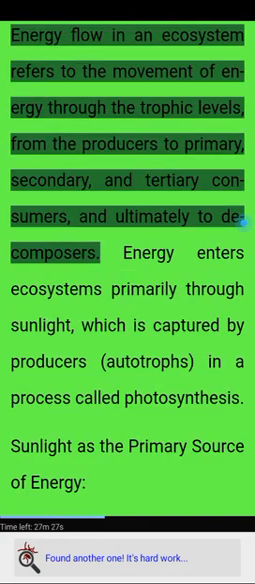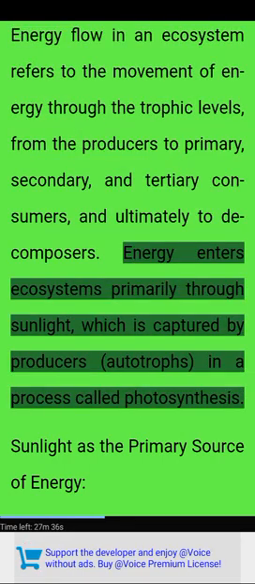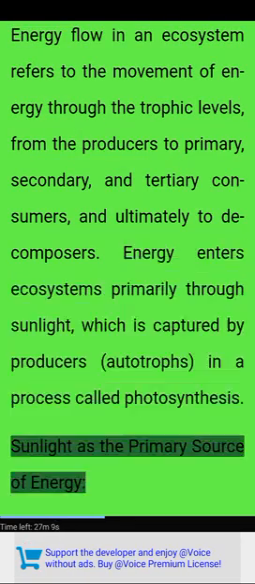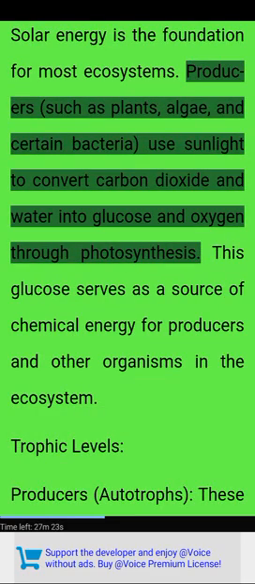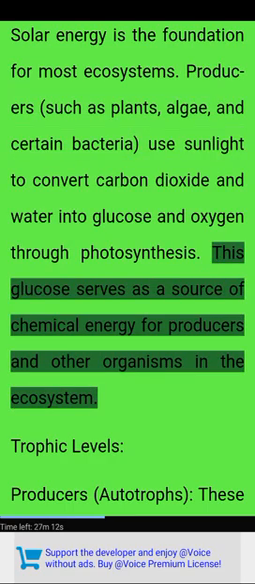Energy flow in ecosystems. Energy flow in an ecosystem refers to the movement of energy through the trophic levels, from the producers to primary, secondary, and tertiary consumers, and ultimately to decomposers. Energy enters ecosystems primarily through sunlight, which is captured by producers (autotrophs) in a process called photosynthesis. Sunlight is the primary source of energy. Solar energy is the foundation for most ecosystems. Producers such as plants, algae, and certain bacteria use sunlight to convert carbon dioxide and water into glucose and oxygen through photosynthesis. This glucose serves as a source of chemical energy for producers and other organisms in the ecosystem.